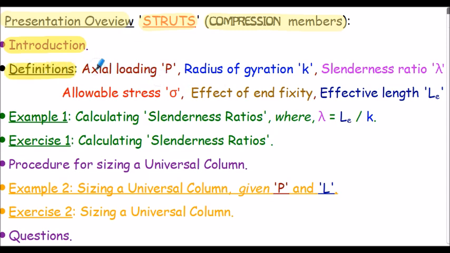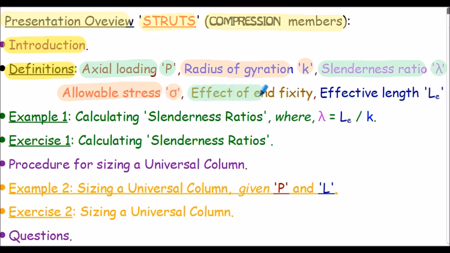We define the applied axial loading to our struts, symbol P, the radius of gyration, symbol lowercase k, slenderness ratio, Greek symbol lambda, allowable compressive stress, Greek symbol lowercase sigma, the effect of end fixity on our various struts, and we introduce the concept of effective lengths, designated L suffix E.